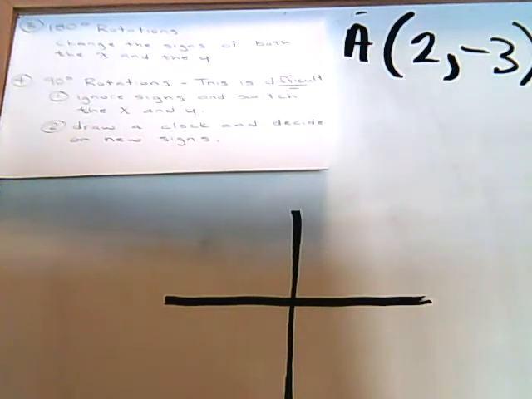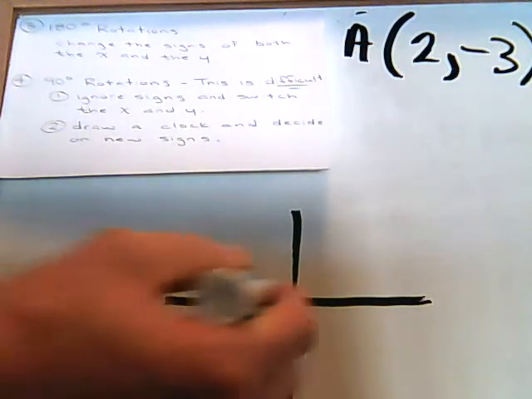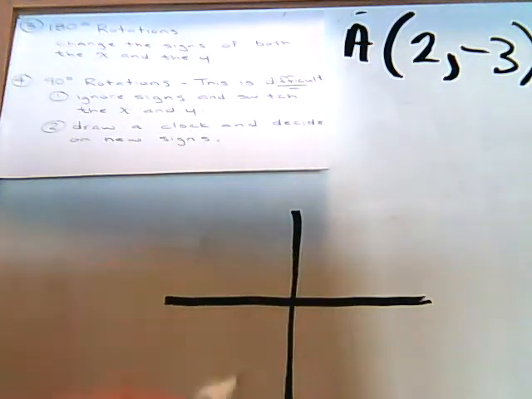Okay, in this video segment, we're looking at rotations. First, 180-degree rotations, then 90-degree rotations. So in here we have, again, quadrants 1, 2, 3, and 4. And as you should know from another video, each quadrant has its own sign.